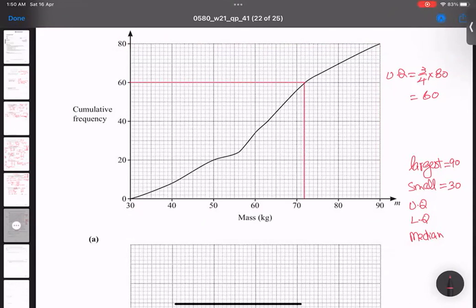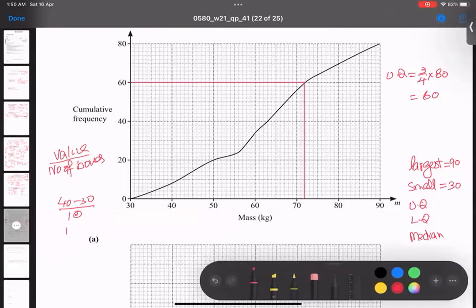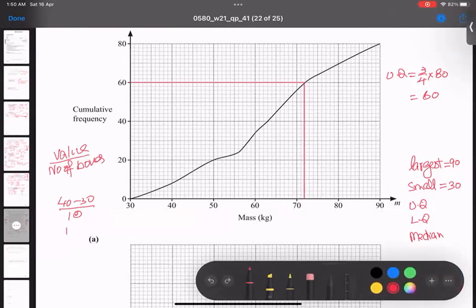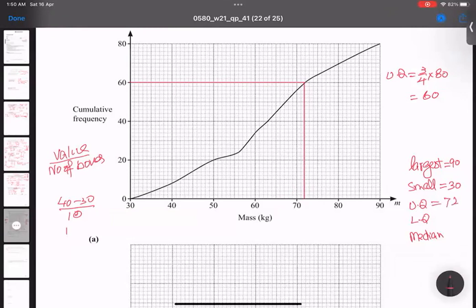So we have each one box. You can see that. How many was this? 40 minus 30, divided by the number of boxes. How many boxes, count: 1, 2, 3, 4, 5, 6, 7, 8, 9, 10. Formula is value by number of boxes. So I got 10 by 10 is 1. It means one small box is actually 1. So this is 70 and 2 boxes further, it means 72. So the upper quartile I got from here is 72 kilogram. Upper quartile is over.